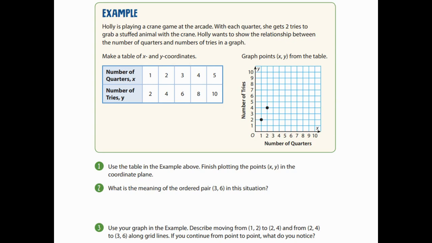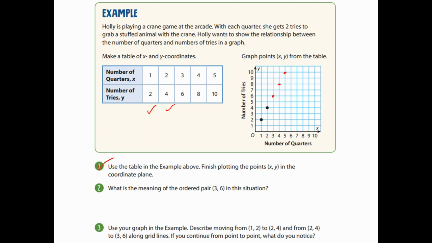It says, using the table in the example above, finish plotting the points x and y in the coordinate plane. So they've already done 1, 2 for us. They've already done 2, 4. We've got to do 3, 6, go over 3, go up 6, go over 4, go up 8, go over 5, go up 10. So there are the points. So that's done for number one.